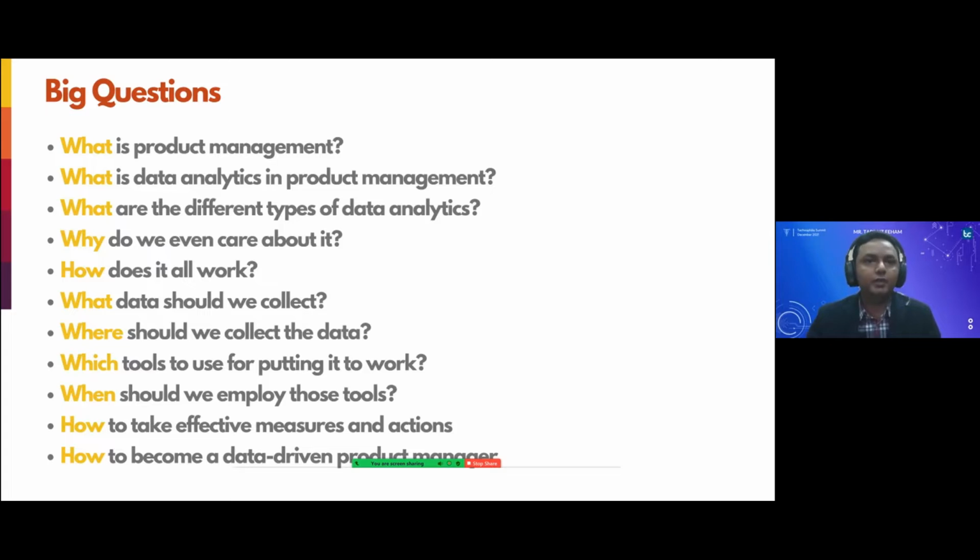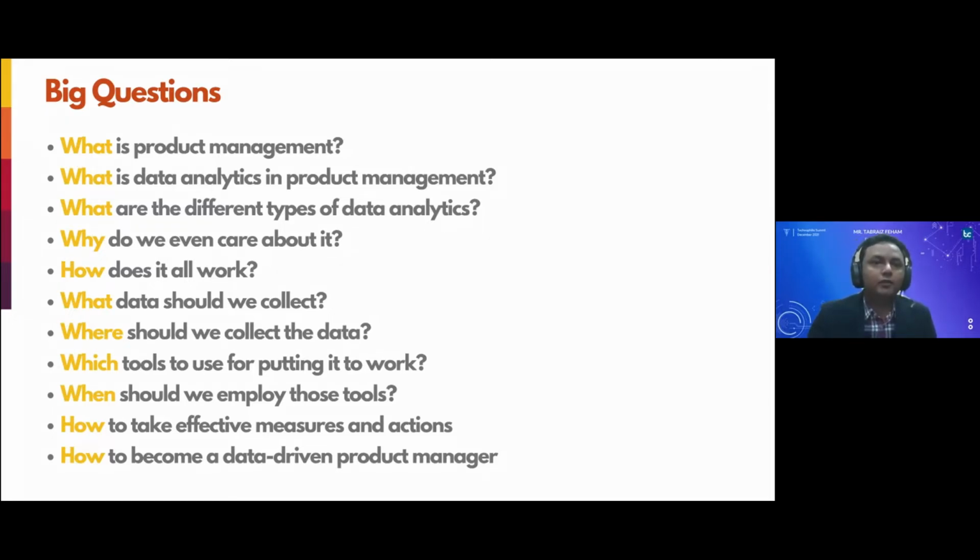Then we will go deeper into what the different types of data analytics are, and why in the first place we care about it. Why does it even matter? We will look into that as well. And then we will see how the overall workflow works, starting from the goal or the idea all the way down to the insights. How does this process actually work? So we will deep dive into that as well.